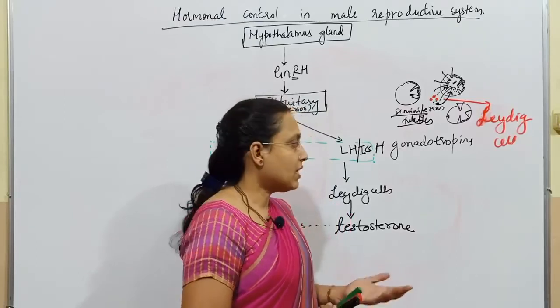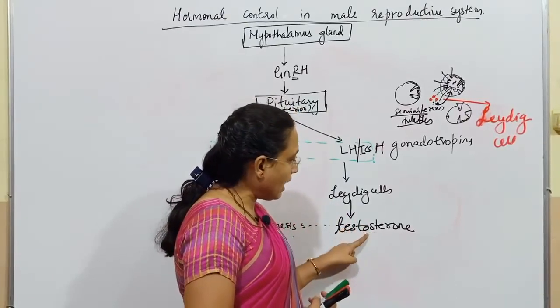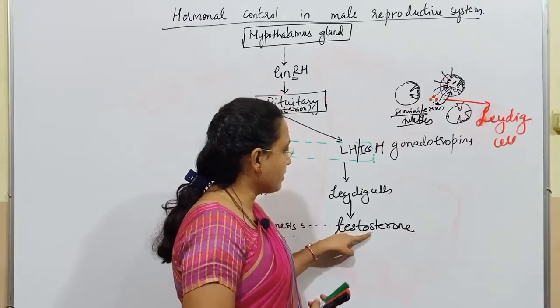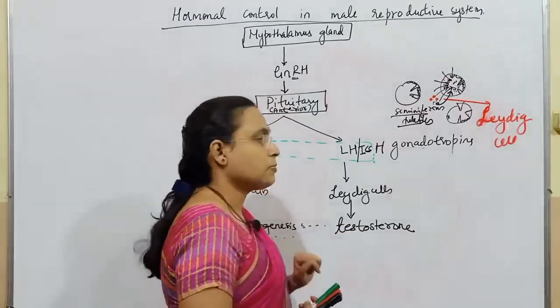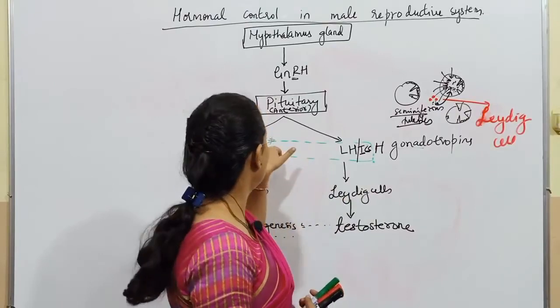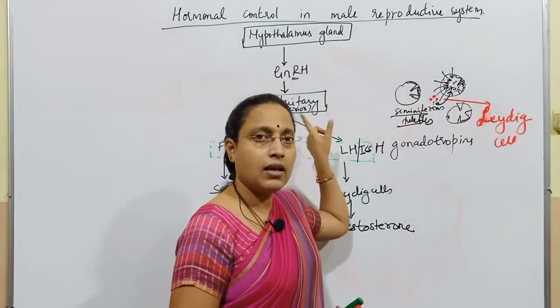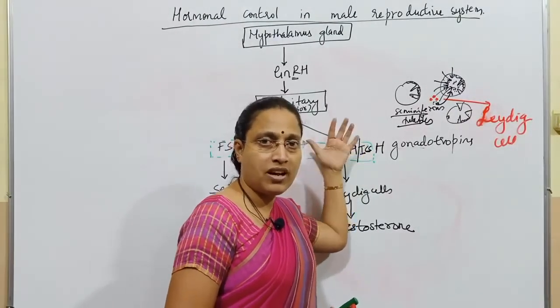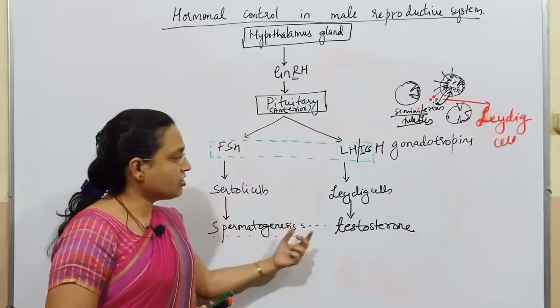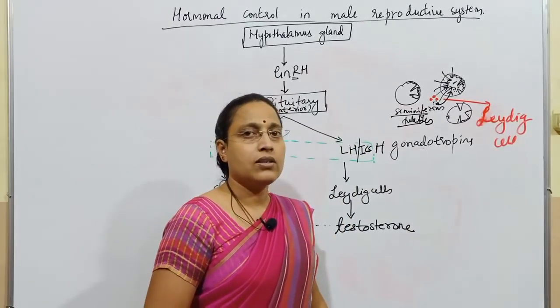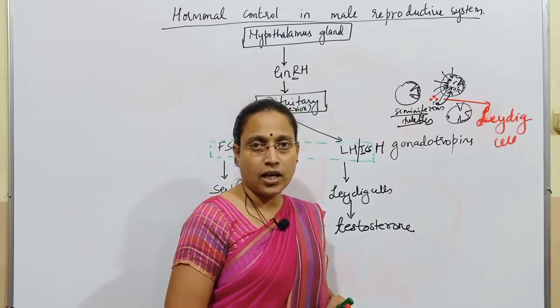Understand? Now otherwise what happens? Suppose these are very less. When testosterone is less and sperms are less, then what should occur? FSH should get stimulated and produced, and LH should be produced, and finally spermatogenesis should occur and testosterone production should occur.